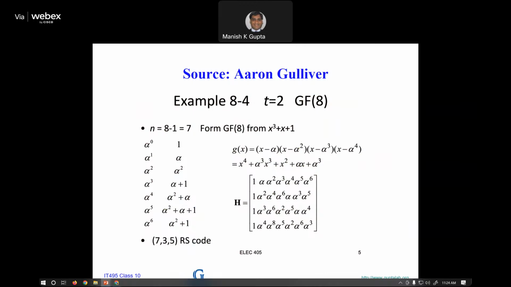So you have the parity check matrix, and hence you get the (7,3,5) code. Once you have this, you have the whole Reed-Solomon code (7,3,5).